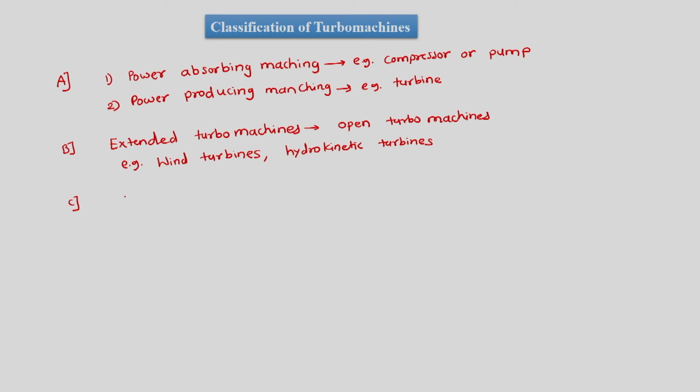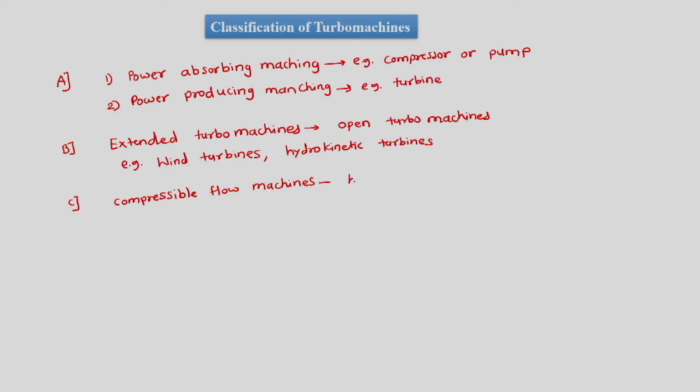Then third, C, in the classification we have compressible flow machines. From the basics of fluid mechanics, we know that the flow is said to be compressible if there is a sufficient amount of density change during the flow process. That sufficient change is regarded as around 5% in terms of density, or if we want to classify in terms of Mach number, then if the Mach number of the flow is more than 0.3, the flow is said to be compressible.